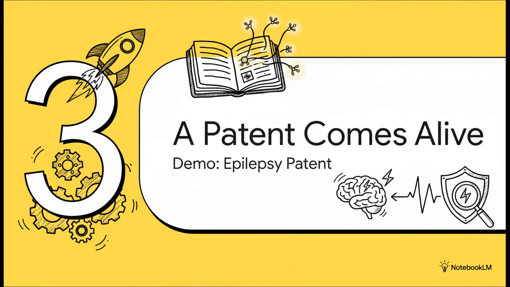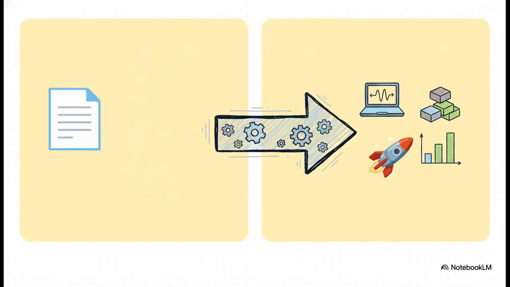All right, let's get to the main event. Theory's great and all, but let's see this thing in action with that epilepsy detection patent we saw at the beginning. This right here is the transformation. On one side, you've got the input, a standard static PDF document, and on the other, the output, a complete executable companion. And this isn't just a summary, it's a whole package with a runnable simulator, synthetic data, and all the figures ready to go.